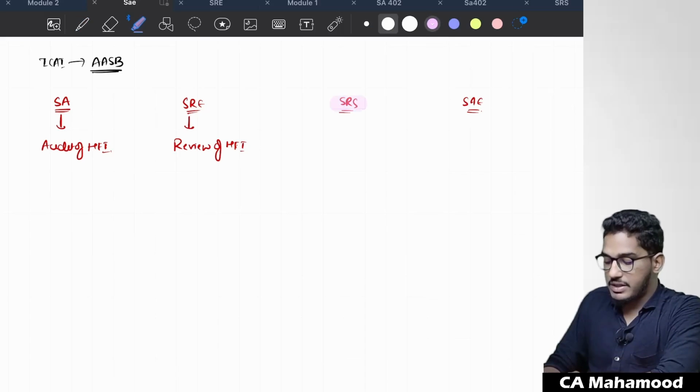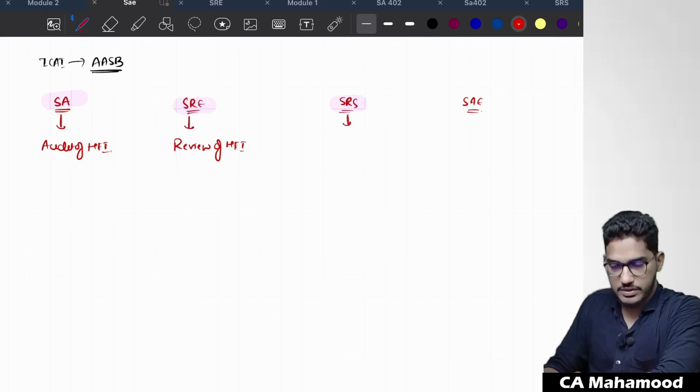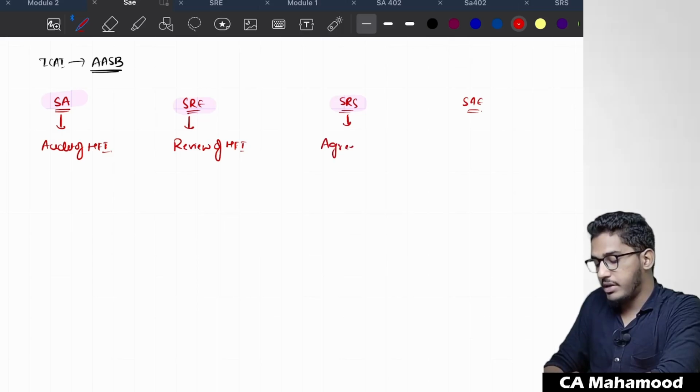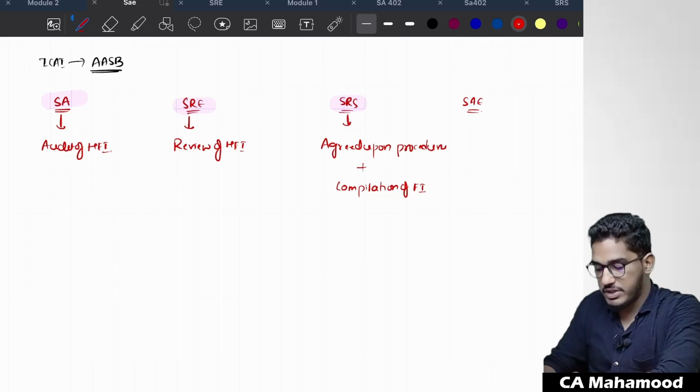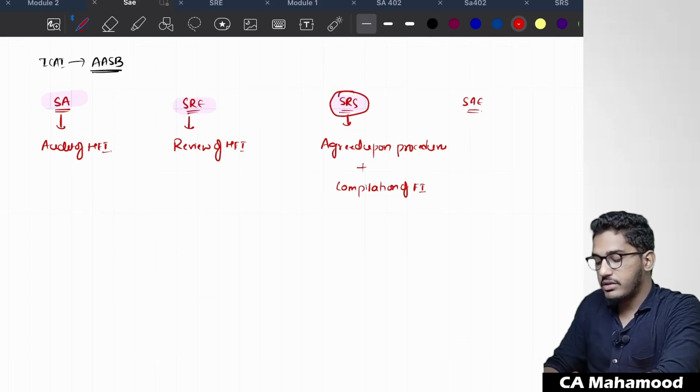Then we have Standards on Related Services. This discussion we had in the chapter on related services. Being a practicing chartered accountant, you will not always do only verification work. Sometimes a client will call you to perform agreed upon procedures, and sometimes to do compilation engagements, compilation of financial information. If you are called upon by a client to perform agreed upon procedures or compilation of financial information, those services are called related services.